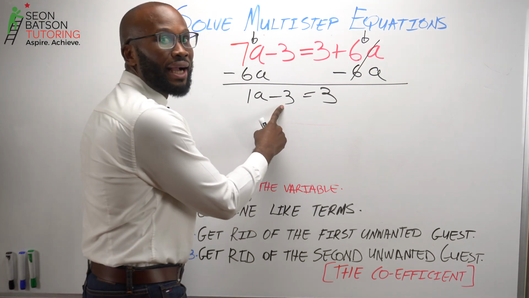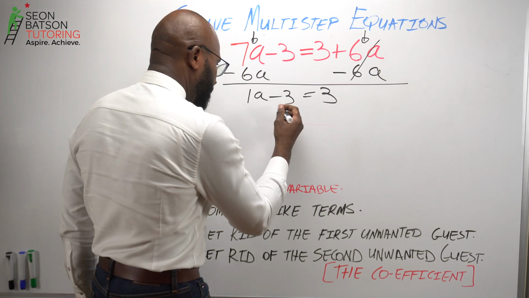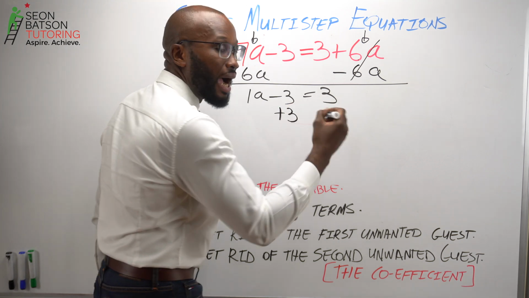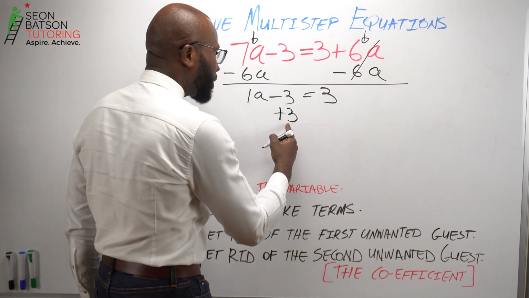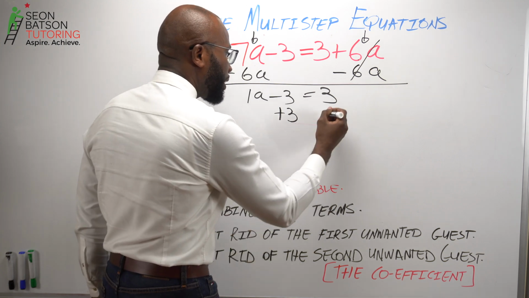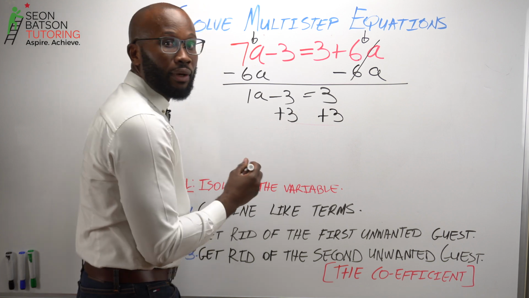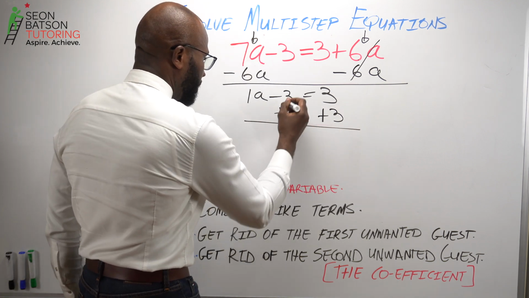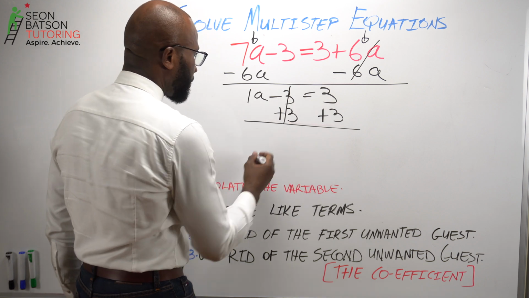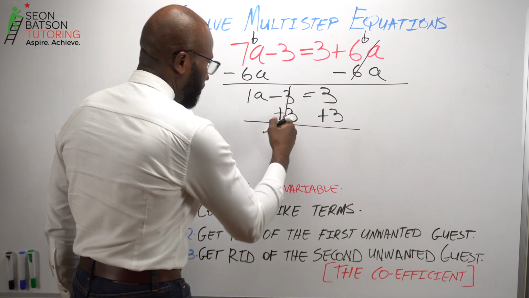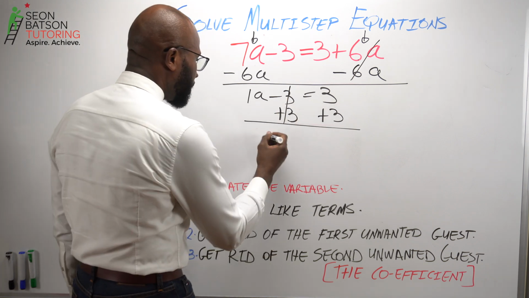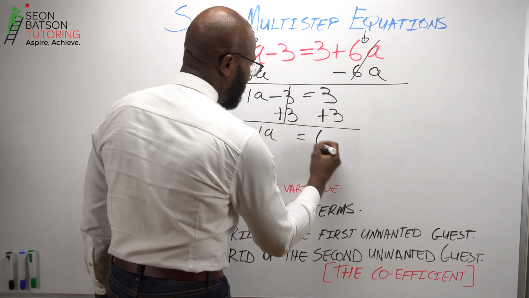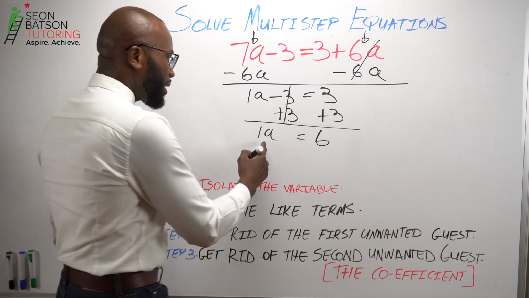Since the 3 is subtracting, we are going to add 3, because remember, to get rid of an unwanted guest, you use the opposite operation. If I add 3 on the left side, I must add 3 on the right side. So what's left? Negative 3 plus 3 is 0, that's gone. So 1a is equal to 3 plus 3, which is 6. So 1a is equal to 6.